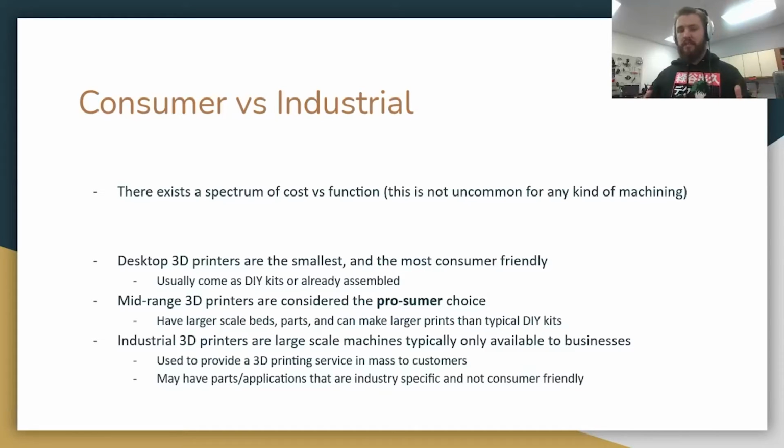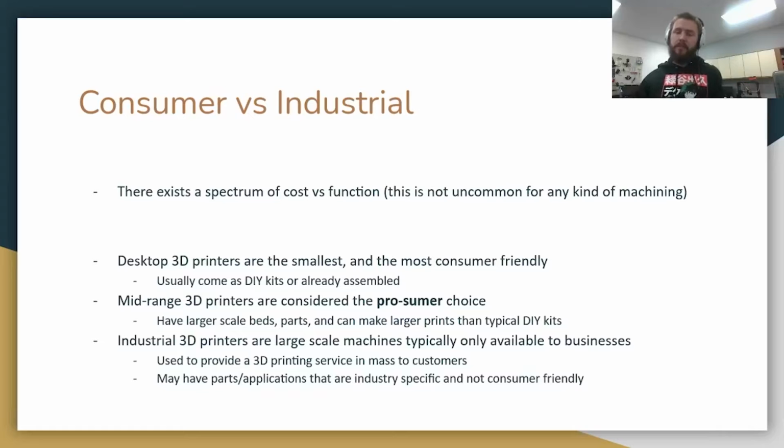They have larger beds, they have larger parts, and they're a lot more efficient at creating larger builds, more builds, a full plate of multiple items, the same print over and over and over. Essentially, this is kind of like the halfway point between just printing for goofs and gaffs and printing as a service, which is our next step.